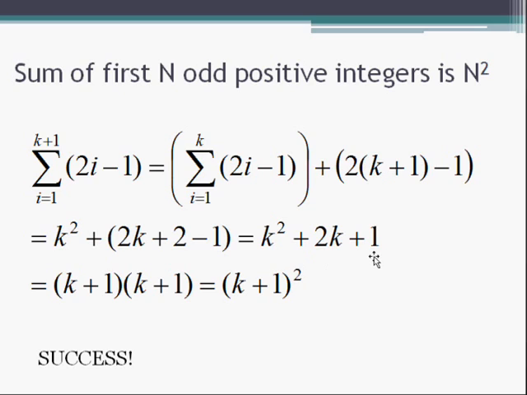Well, isn't that k plus 1 quantity squared? It is. So in fact, we have shown that our assumption holds true for the next case, and so by our proof of induction, we are done. So we have now shown that the sum of the first n odd positive integers is in fact n squared, whatever that number happens to be.